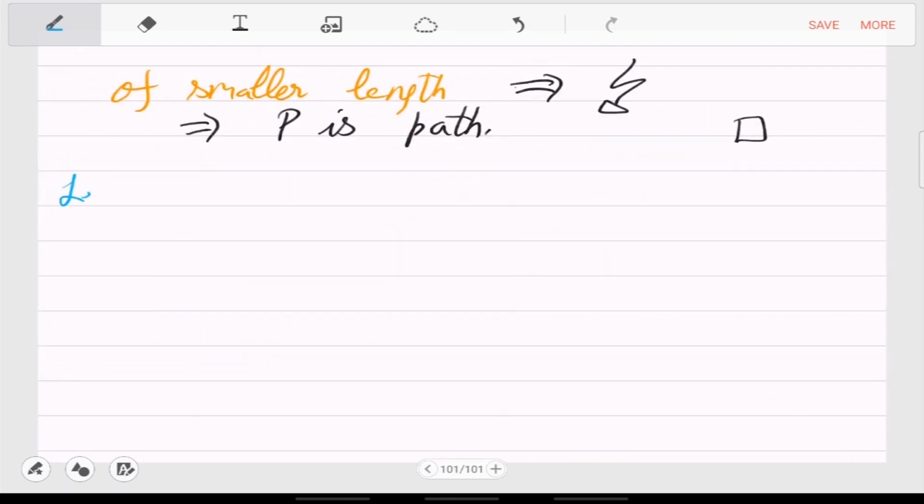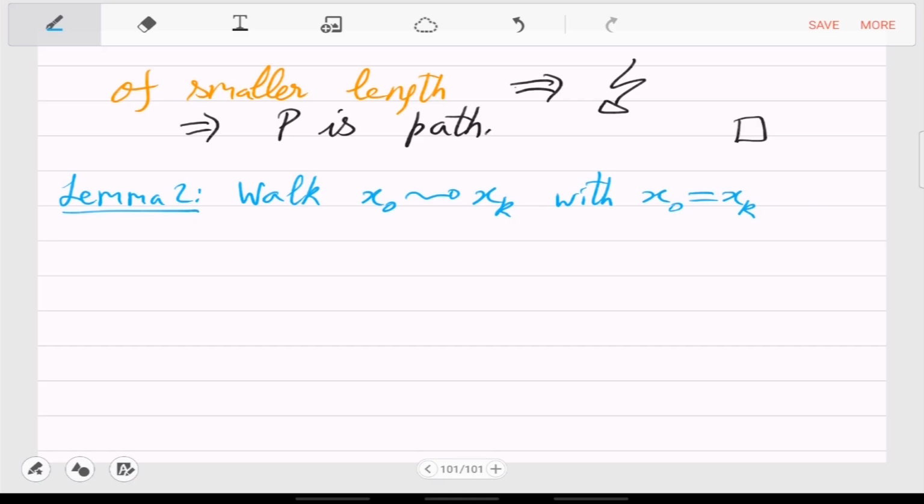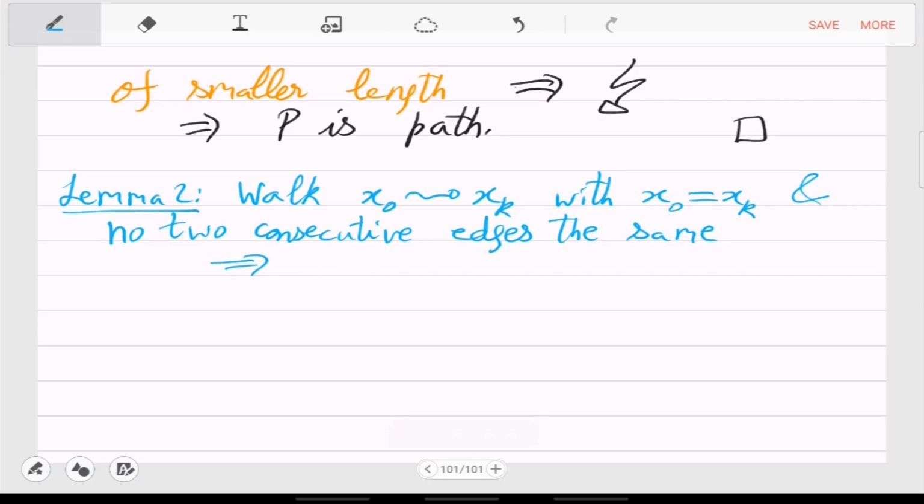Okay, second. A walk with the start and the end vertices the same, and no two consecutive edges the same, implies that there is a cycle. So is there any reason why the statement is so long? Why can't we just say that if there is a walk from x0 to xk, both of them equal, then there is a cycle?